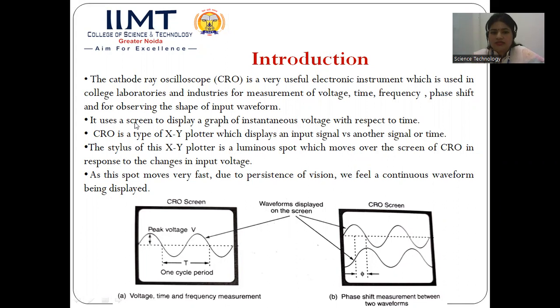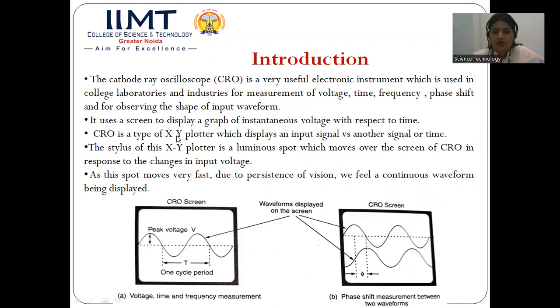So it uses a screen to display a graph of instantaneous voltage with respect to time. So rather than getting the reading on a meter or on a digital display, we are getting the output on the screen, and this output is in the form of a graph between the instantaneous voltage and time. So we can say the CRO is a type of XY plotter which displays the input signal versus another signal or with respect to time.